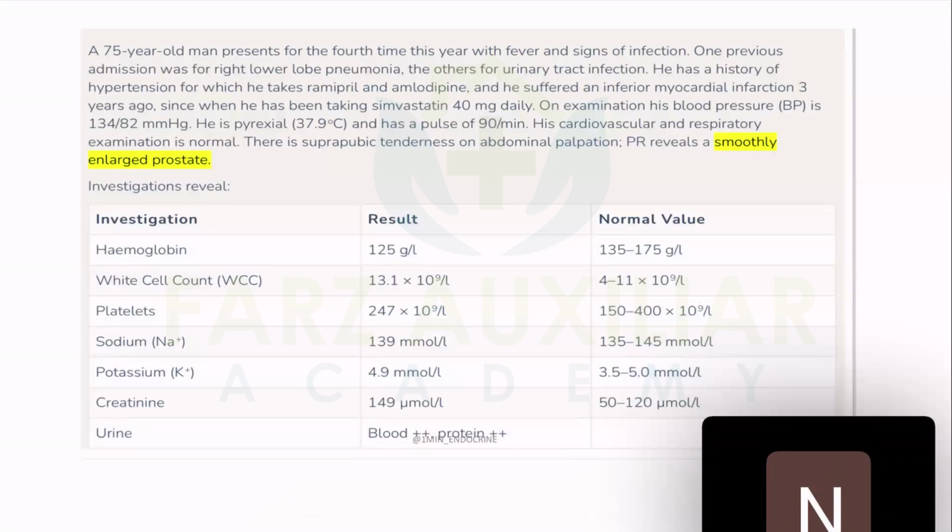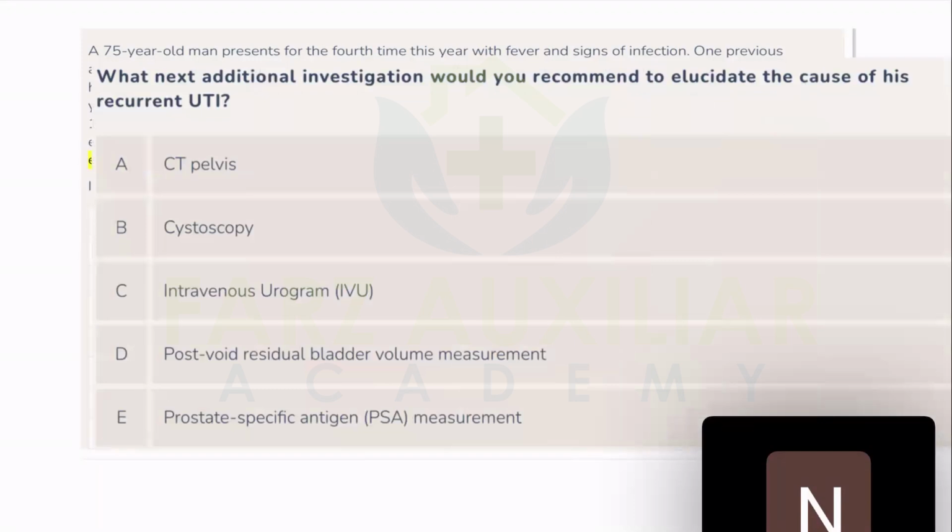Elderly man, number of times he has got a UTI, 2 times UTI, this time again a UTI. Hypertension, those things are okay. Now there is a suprapubic tenderness, and there is a smoothly enlarged prostate. So it's not a roughly enlarged prostate. A smoothly enlarged prostate means it is a normal prostatomegaly. That is, it is not a malignancy. You don't need to do cystoscopy here.